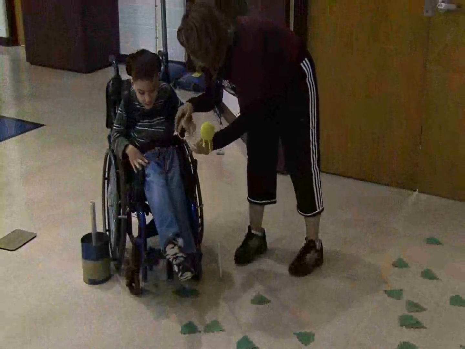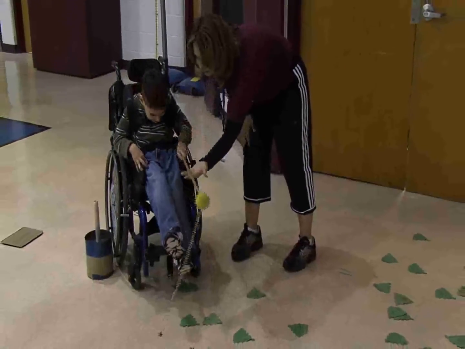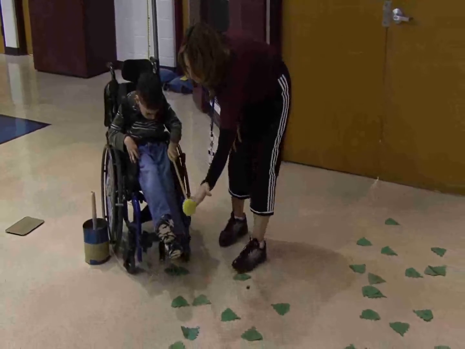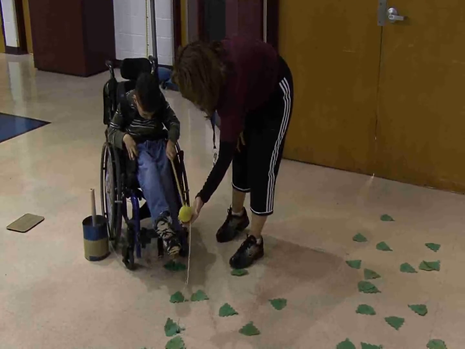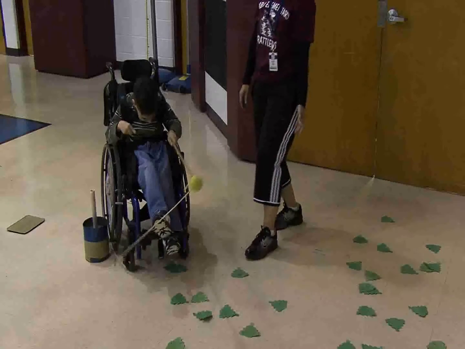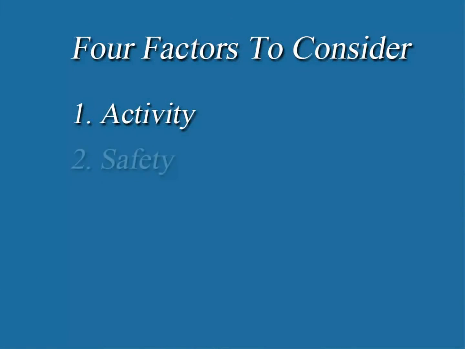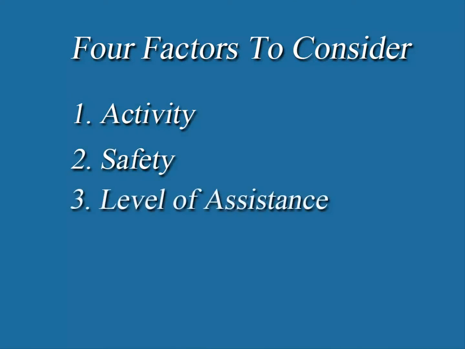The following are critical factors that you as an instructional assistant need to consider before any instructional strategy should be implemented and utilized: activity, safety, level of assistance, and prompting.